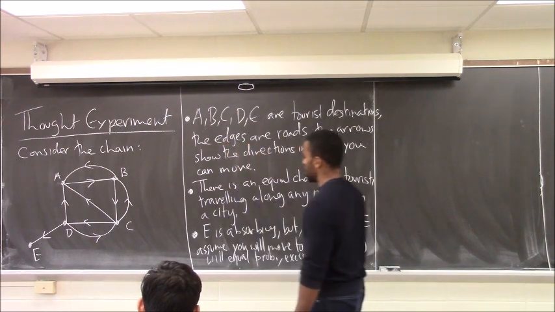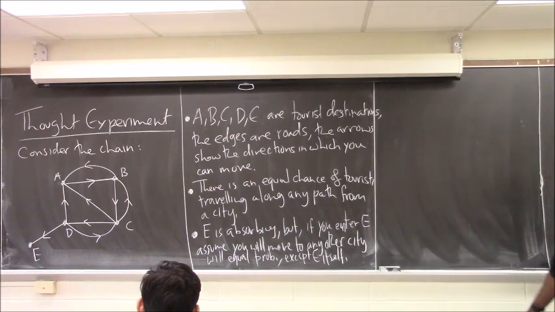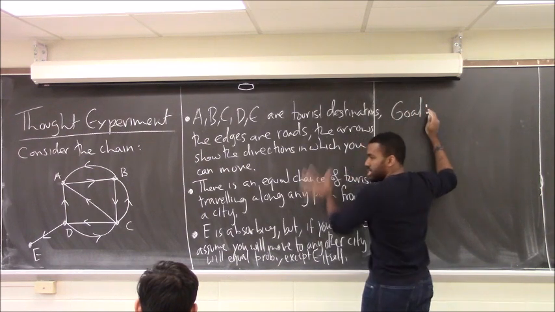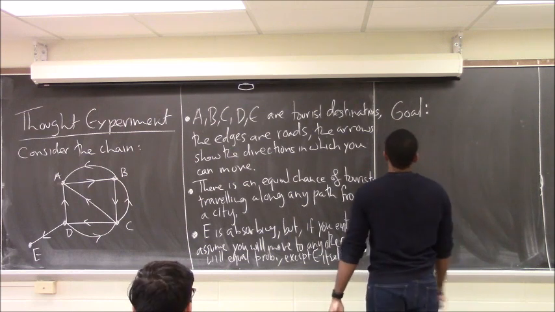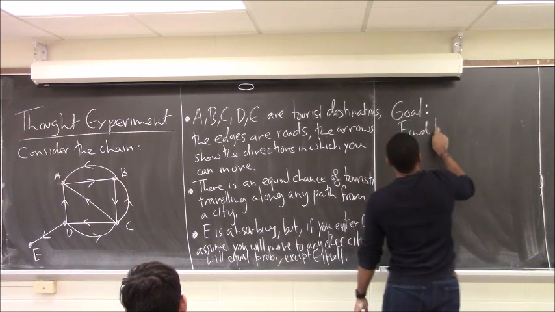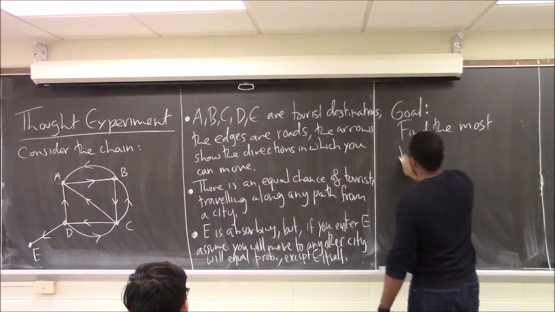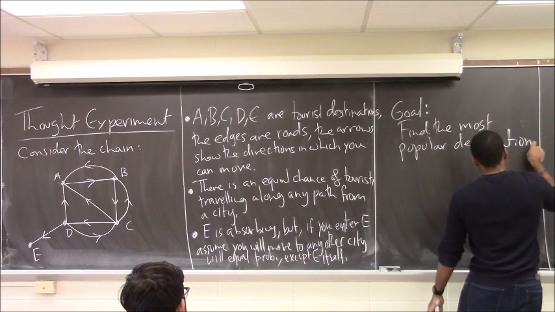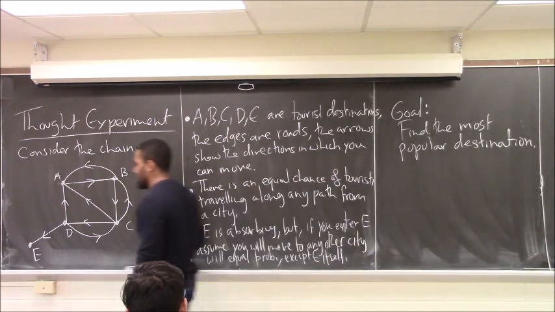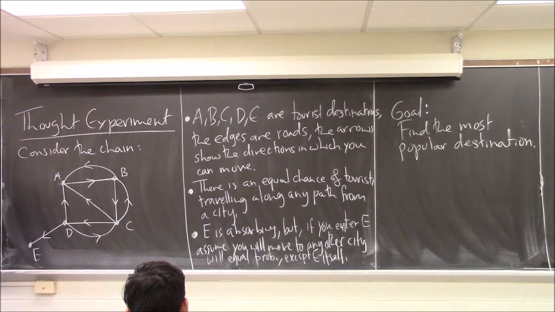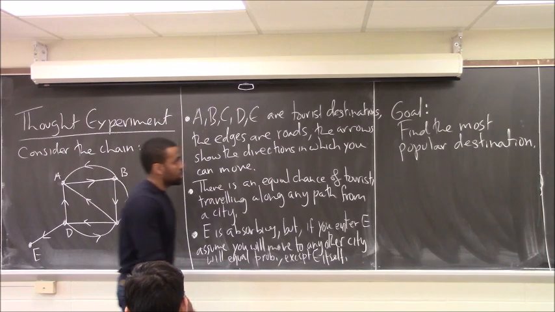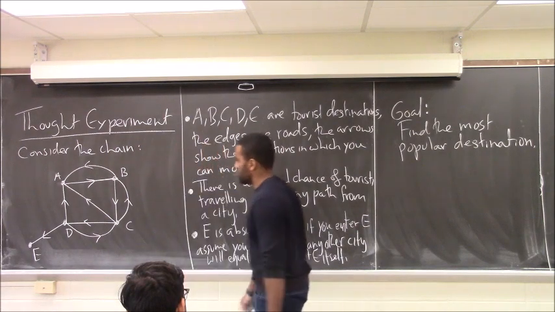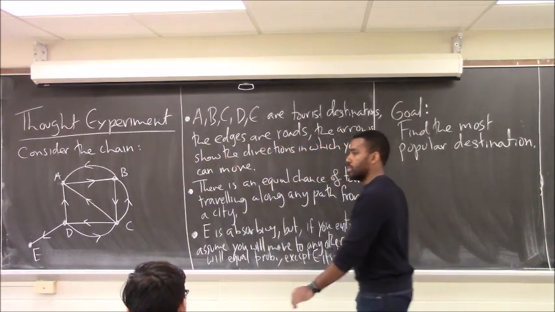Is there anything with other rules I want to say? Okay, so here's our goal. You kind of understand how this map is being set up? Okay, so here's our goal. Find the most popular destination. That's the goal. So if we're thinking of this as a Markov chain, how do you think we can actually do that? What am I asking for, really? Ideas?